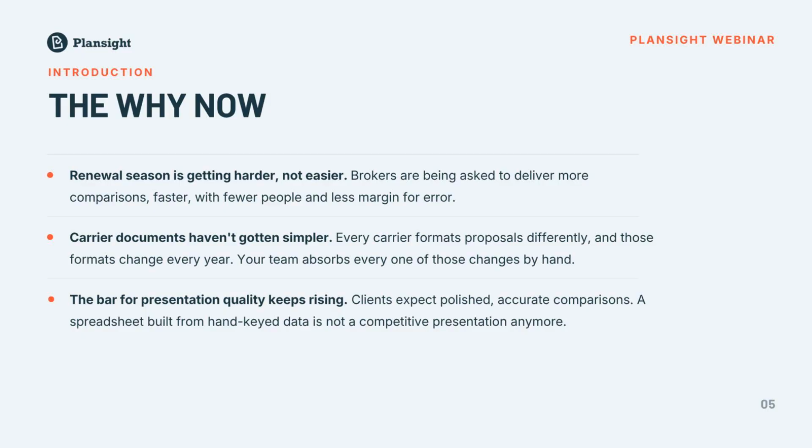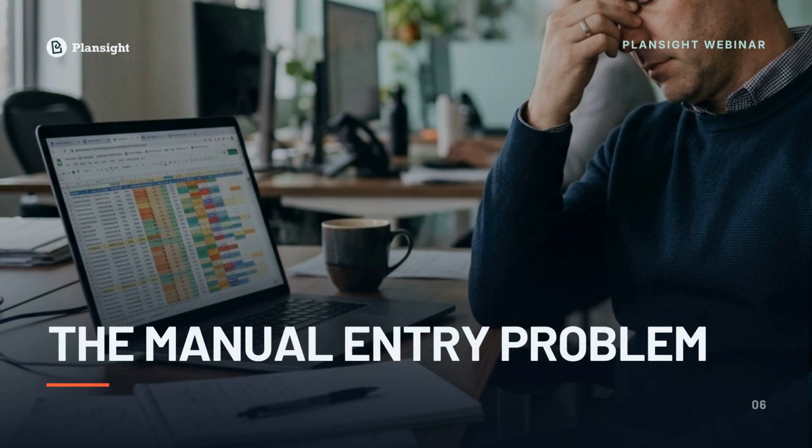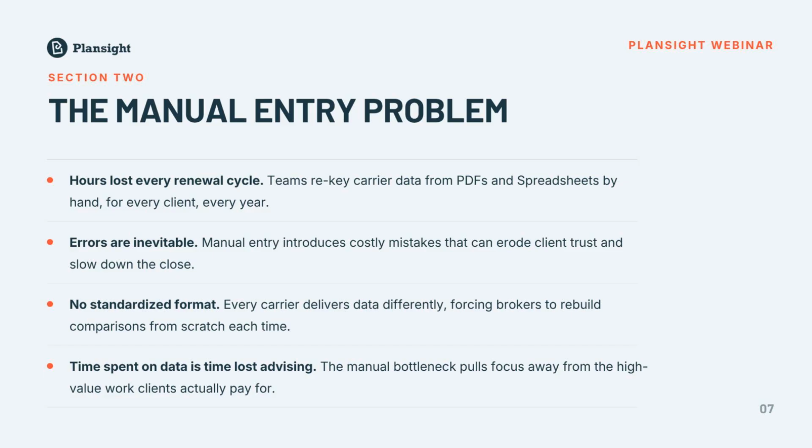I don't think I have to convince anyone of any of these points, but the bar for presentation quality keeps rising, right? We try to make things look good, put them in front of our clients so that they know that we've put in the work and our clients have come to expect that. So those things are all leading into needing to systematize this process to save time. There's one additional piece on there, and that's the manual entry problem, right? It's not only a time constraint, but there are other things involved in the manual entry. So we have the hours lost, but we also have errors and omissions, right?